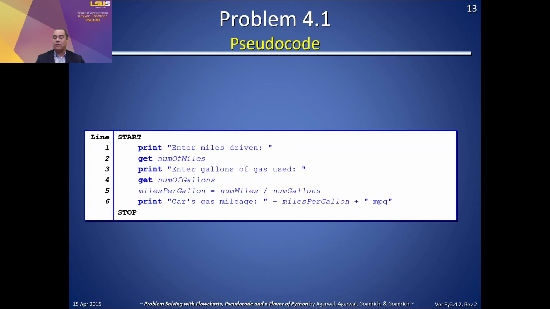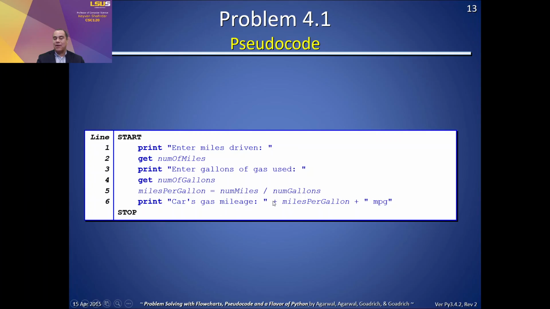So we're going to ask a question. Print, enter miles driven, and we're going to get the number of miles. Print, enter gallons of gas used, and we're going to get the number of gallons. And now we could determine what the miles per gallon is, which is going to be num miles divided by num gallons, right? So you see this here. Now, this here is supposed to be num of miles divided by num of gallons. So that's a typo there. So the car's mileage equals miles per gallon, MPG.